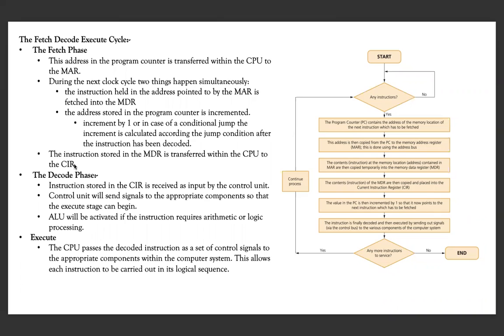Let's look at the decode phase. The instruction stored in the CIR is received as an input by the control unit. The control unit will send signals to the appropriate components so that the execution stage can begin. The ALU will be activated if the instruction requires arithmetic and logic processing. Right now, the instruction has reached my control unit, and the control unit will first convert that instruction, specifically the opcode, into its own processor instruction set. That is essentially the decode phase.